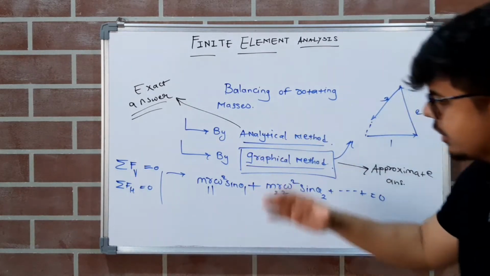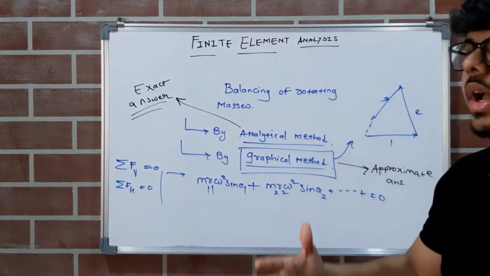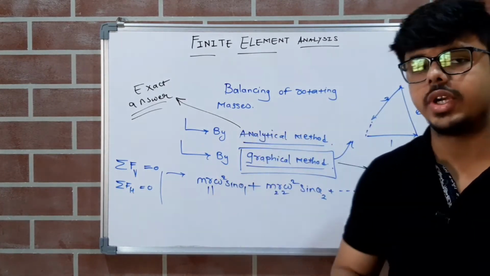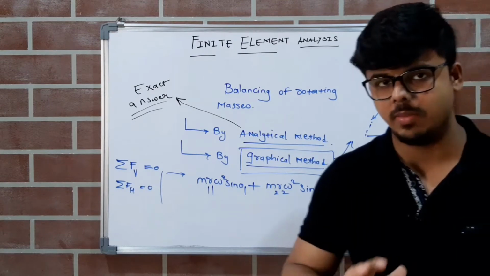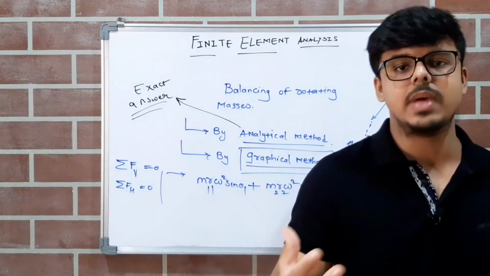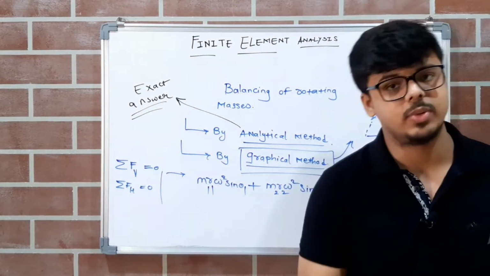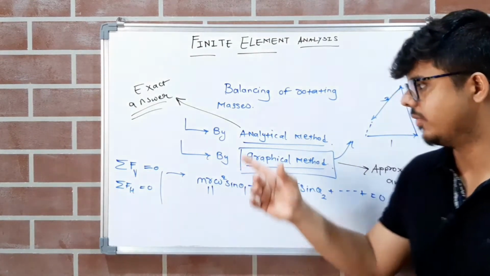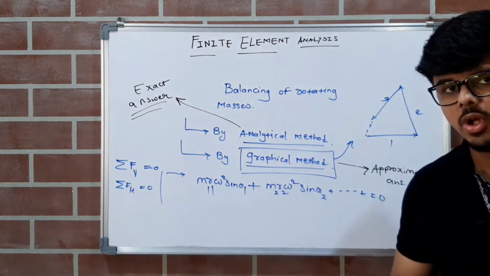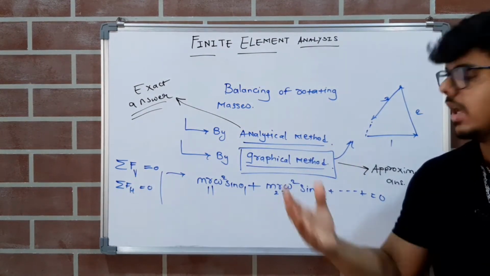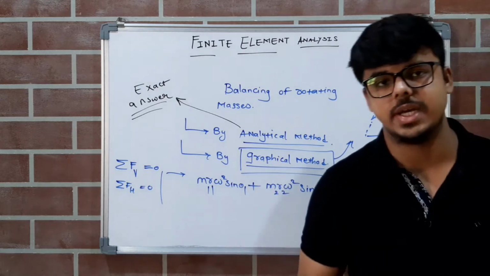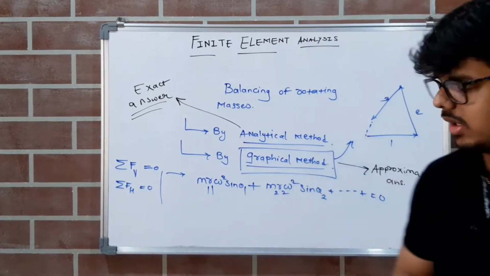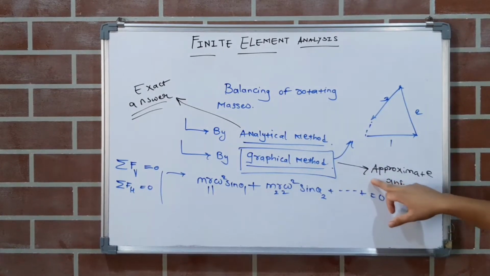So I want you to think, if you have a complex problem in balancing of rotating masses, a real life problem, let us consider you are balancing an unbalanced mass in a real life problem, then which method will you prefer? Will you prefer the analytical or the graphical method? Obviously graphical. Why? Because there are fewer steps and you get the answer very rapidly, but you are getting the approximate answer.